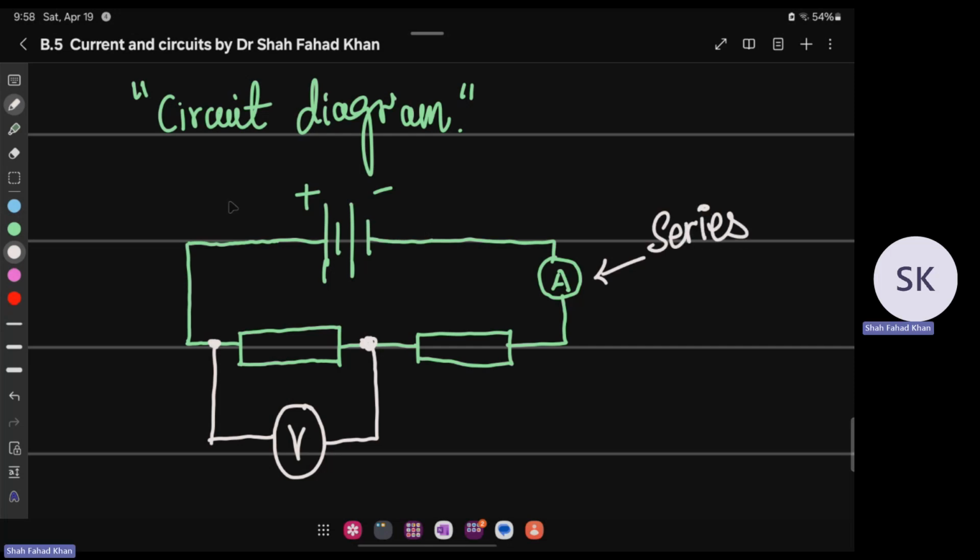So this is how a circuit diagram is made. You need to use circuit symbols and know what the basic symbols are: a battery, a cell, connected through wires. Remember, these are wires. Usually copper wires are used, and they connect all the different components in a circuit diagram.